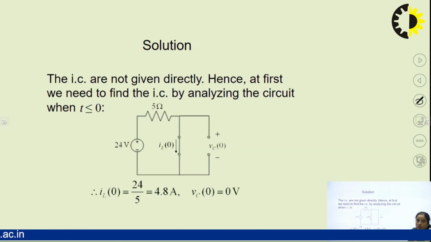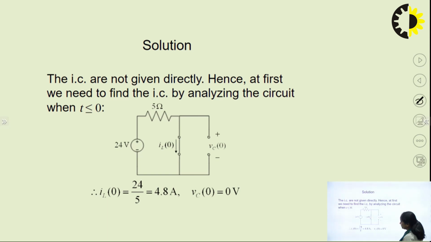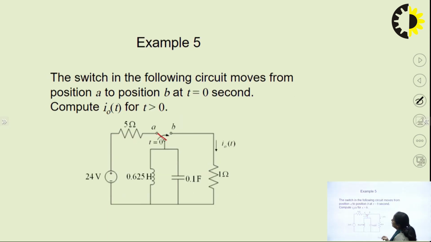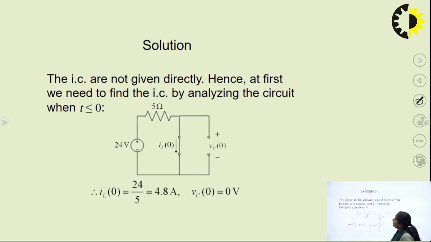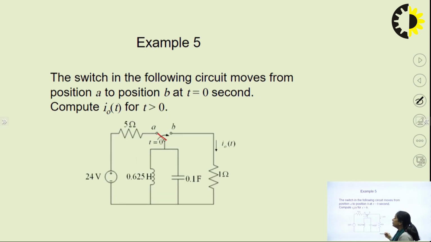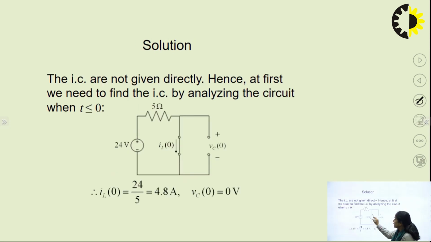Now when this source is connected for a long time, the inductor will behave as short circuited and the capacitor will behave as open circuited, in steady state. Since it is connected with A, we assume the steady condition has been achieved.